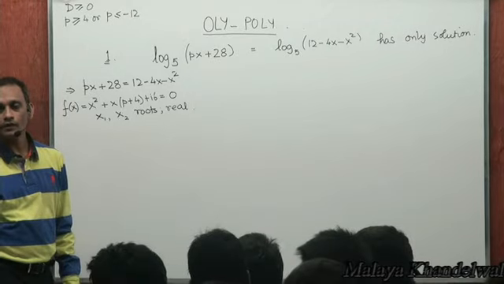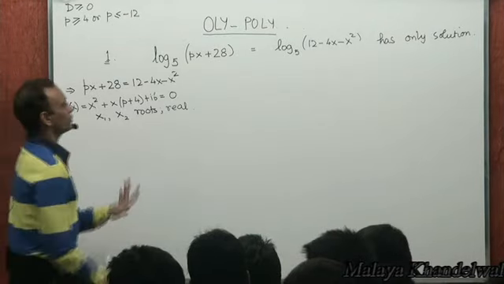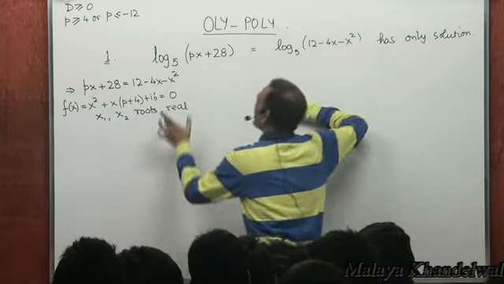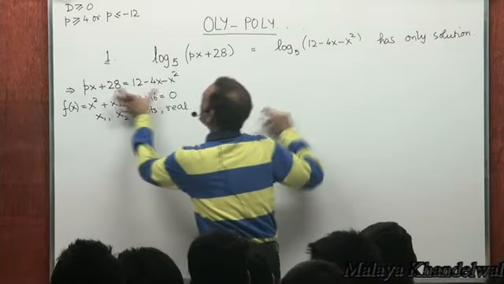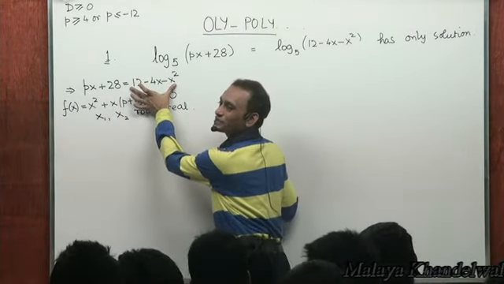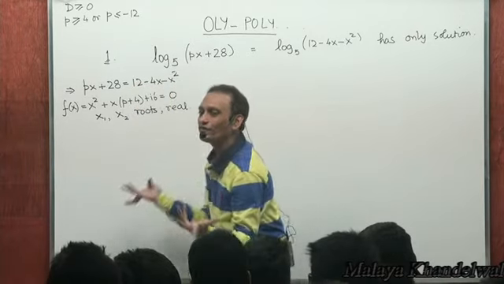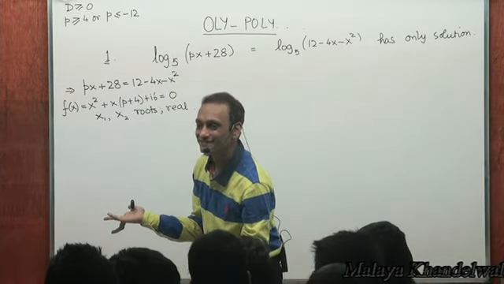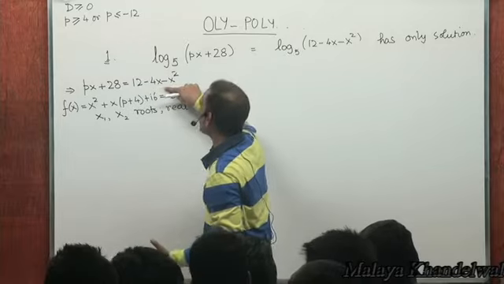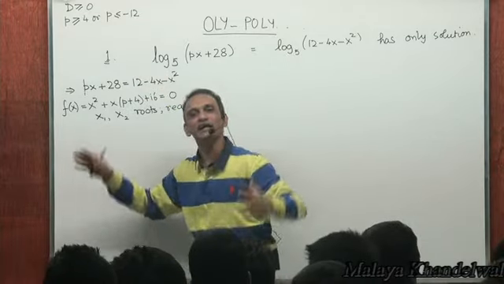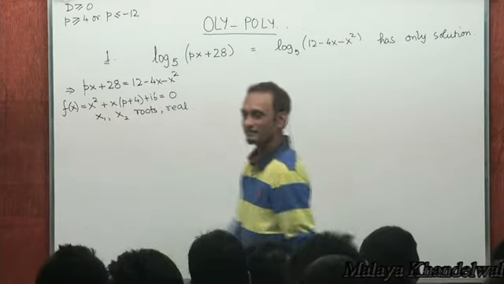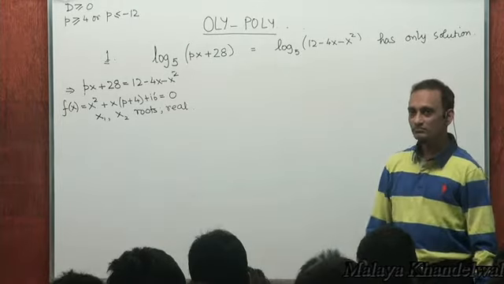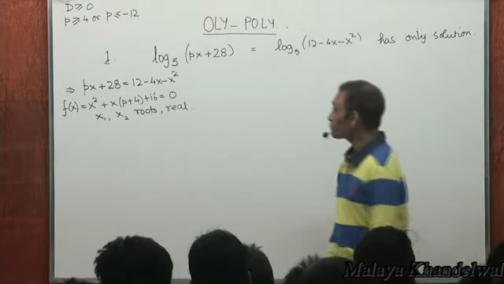No. See. Realize that px plus 28 and 12 minus 4x minus x squared, they are equal, therefore they will always have the same sign, isn't it? So if this has a certain sign, then px plus 28 has got married to the same sign, right? So far so good, right?